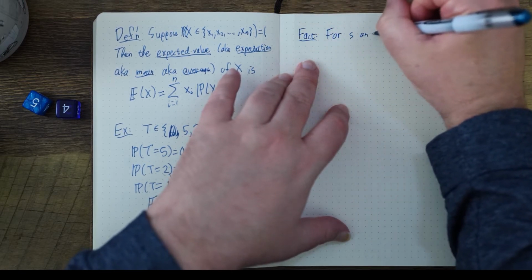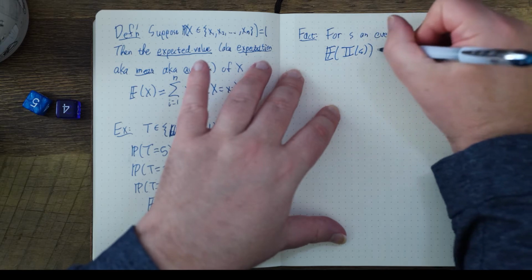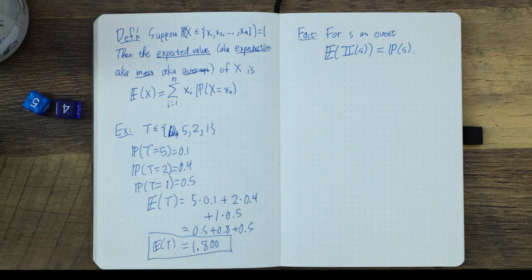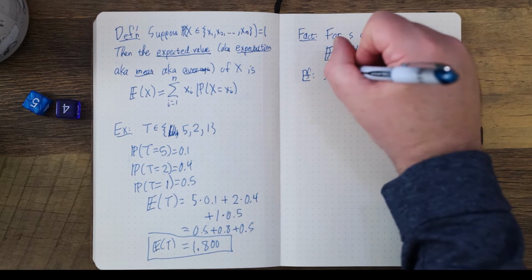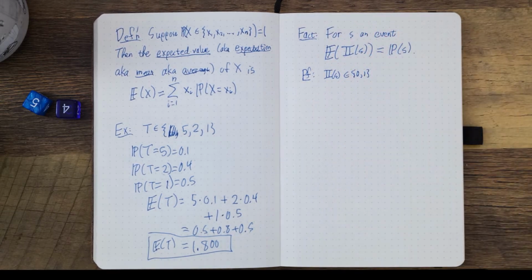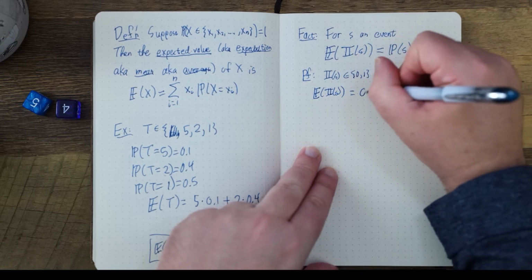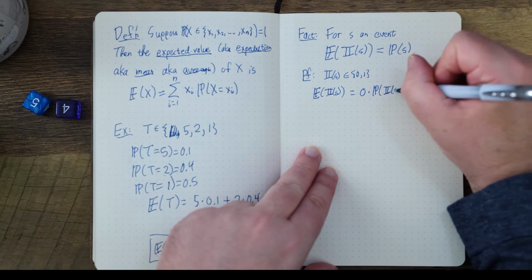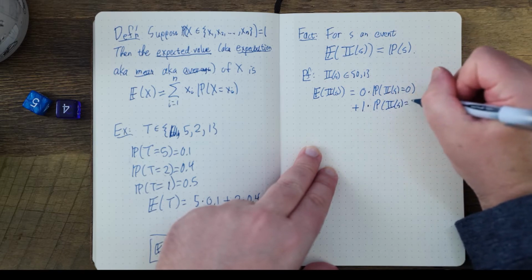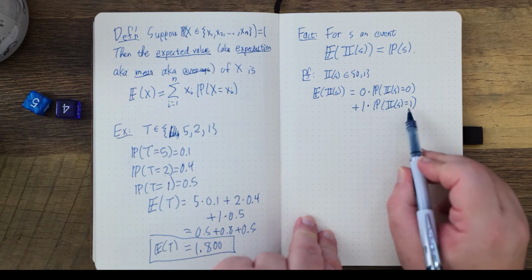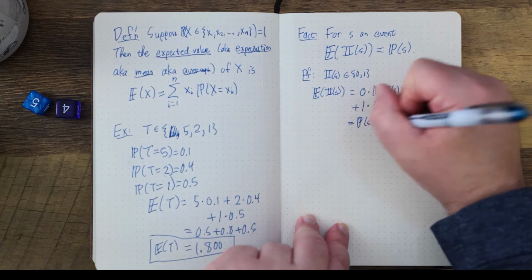For S an event, the mean of the indicator of that event is the probability of the event. Why is that? Well, an indicator function is either 0 or 1, which means that the expected value of the indicator of the event is 0 times the probability that the indicator equals 0, plus 1 times the probability that the indicator equals 1. But the indicator equals 1 is the same as saying S is true. So this is just the probability of S.